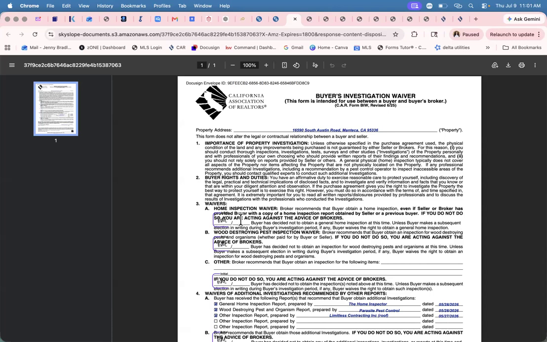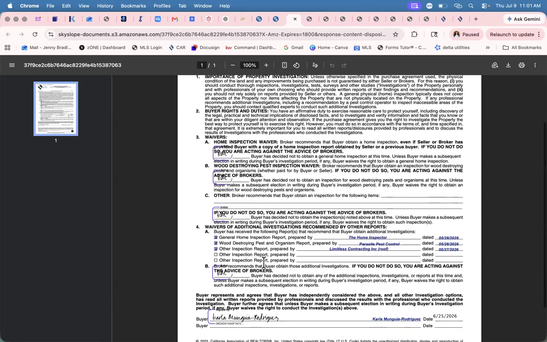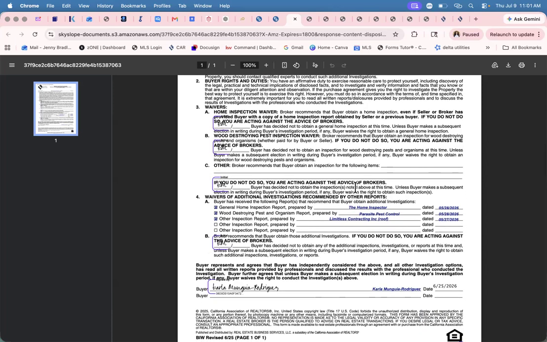So this basically states that they decided to use the other inspection reports, that they didn't get any inspections, and that they're going against what we are saying. Same with the pest inspection, and it states again, if you do not do so, you are acting against the advice of the broker. Right here, buyer has decided not to obtain the inspections noted above at this time because they had already been provided. Now, the waivers of additional investigation recommended by other reports: because the reports were already provided previously, they did have the general home inspection, the wood destroying pest, and I think the roof. Those were already provided to them, and then they initial again.